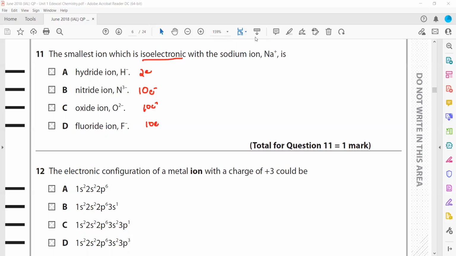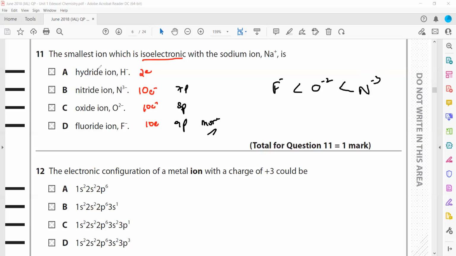Then we check the proton number. Nitrogen will have 7 protons attracting 10 electrons. Oxygen has 8 protons attracting 10 electrons, and fluorine has 9 protons attracting 10 electrons. So they will have more attraction towards the nucleus. That's why the fluoride ion will be smaller in size compared to oxide ions, and oxide ions are smaller in size compared to nitride ions.